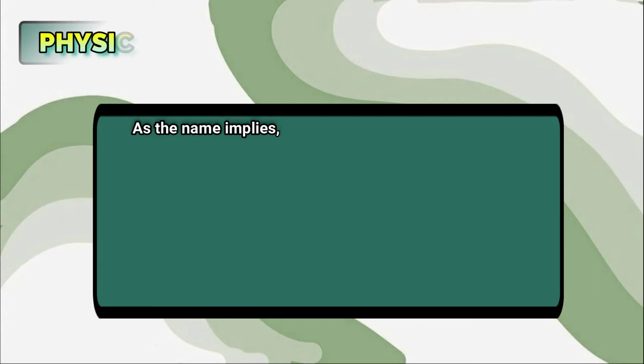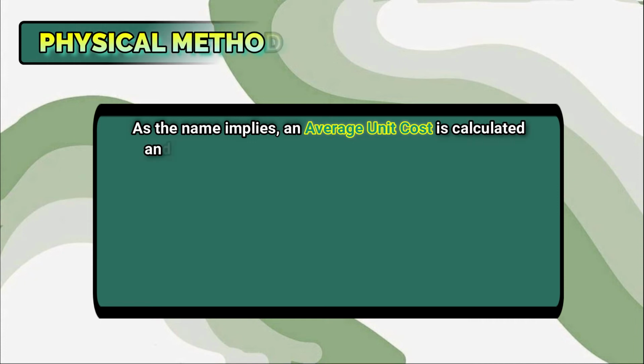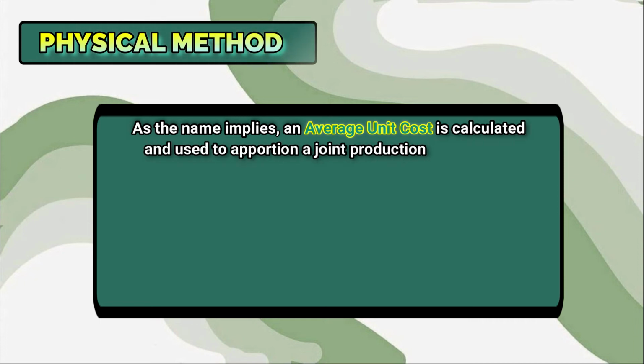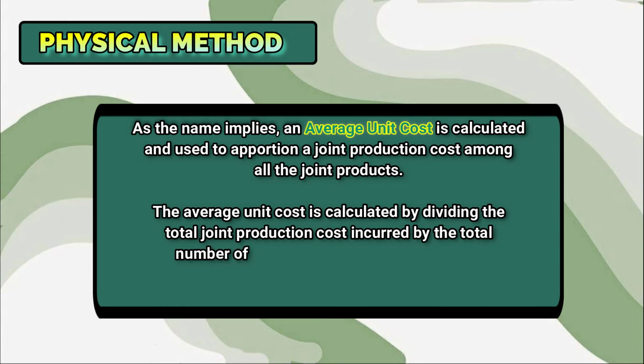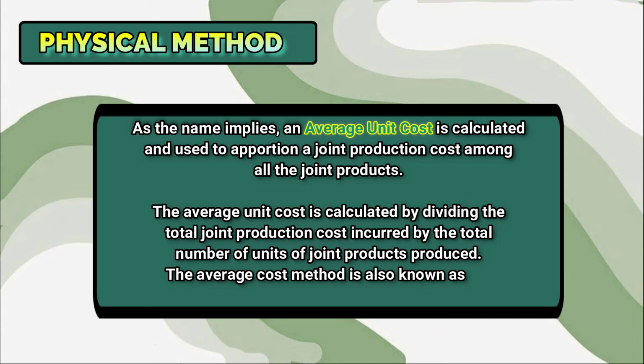As the name implies, an average unit cost is calculated and used to apportion a joint production cost among all the joint products. The average unit cost is calculated by dividing the total joint production cost incurred by the total number of units of joint products produced. The average cost method is also known as the weighted average method.